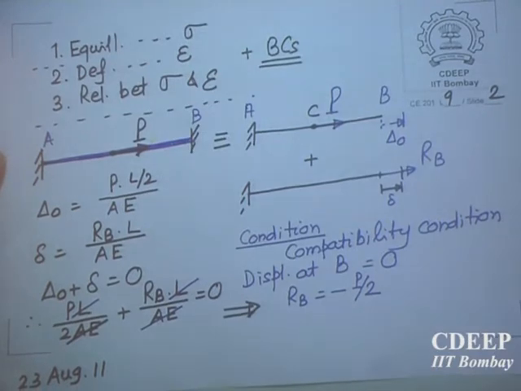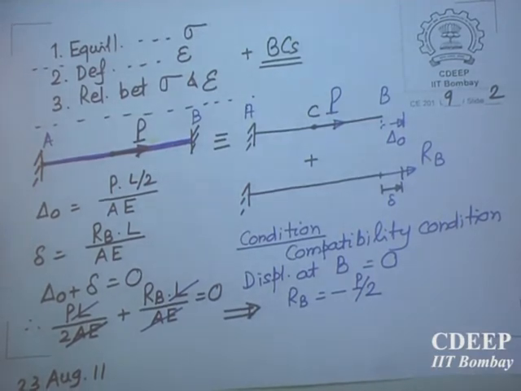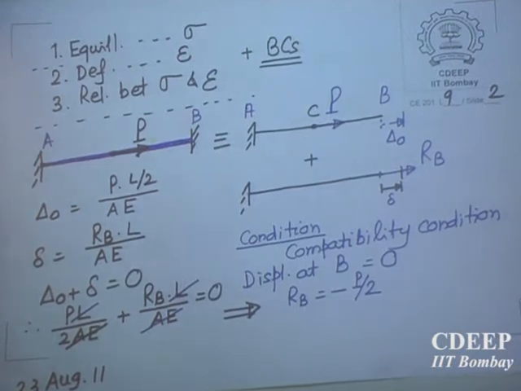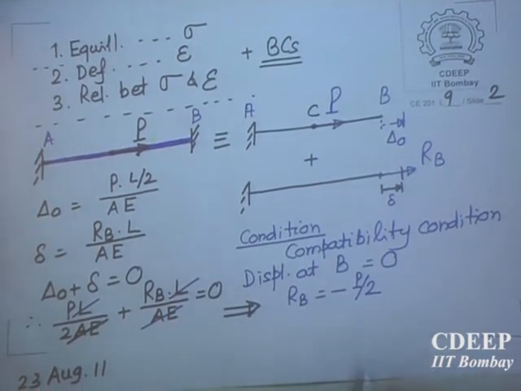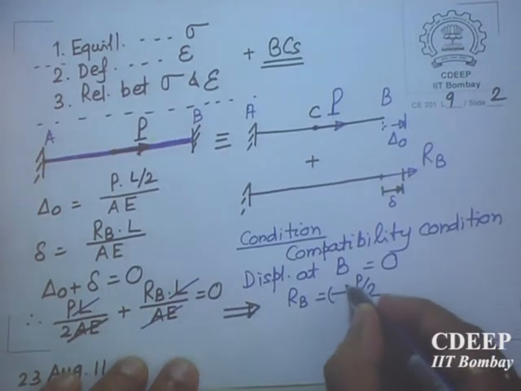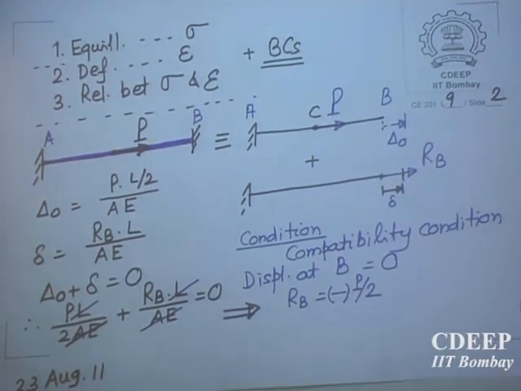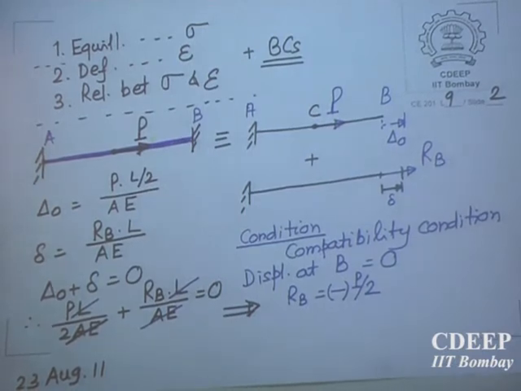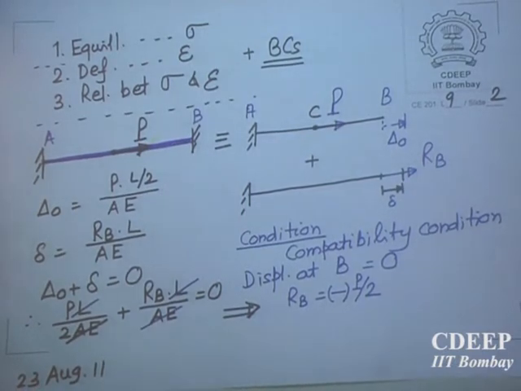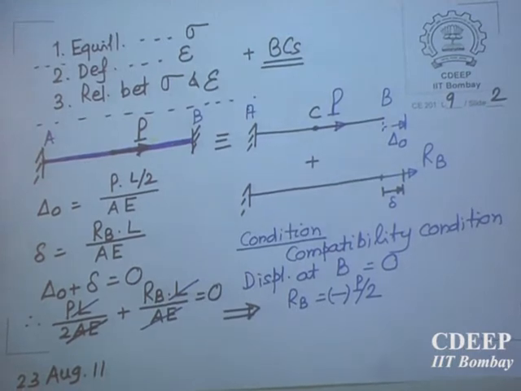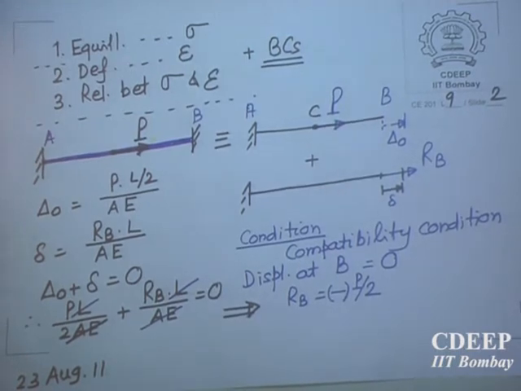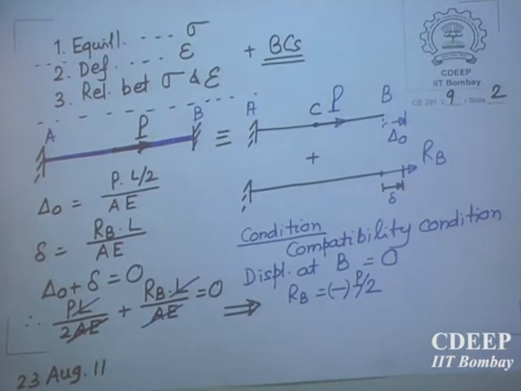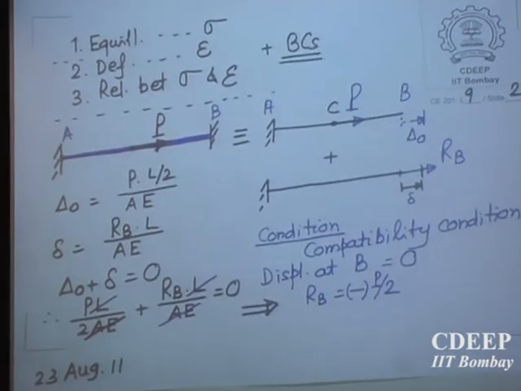Yes, this is what we are getting. So minus sign means whatever sign you have assumed, it is opposite of that. So actually it is this. So this is how statically indeterminate problems are solved. Okay, they are not difficult.